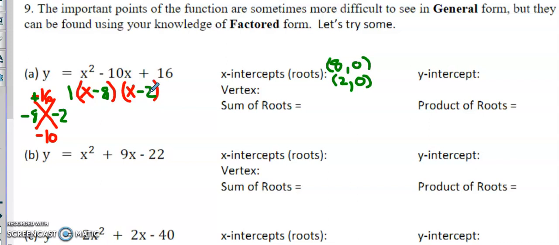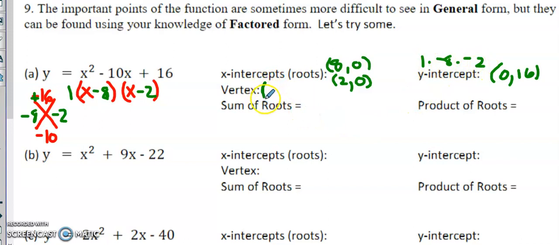That goes back to problem number 6. Either way. So 0 minus 8 is negative 8, 0 minus 2 is negative 2, so 1 times negative 8 times negative 2 is going to be my y-intercept. So the y-intercept is going to be 0, comma, positive 16. So that's negative 8 times negative 2.